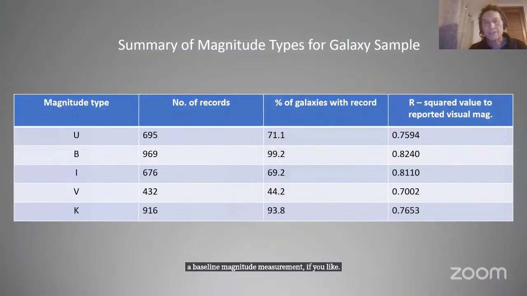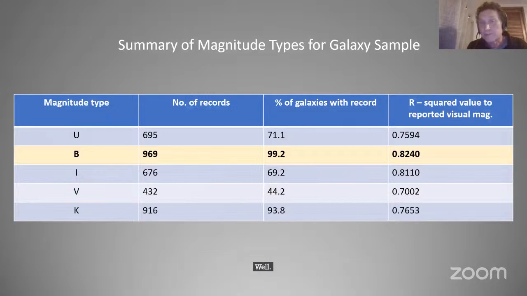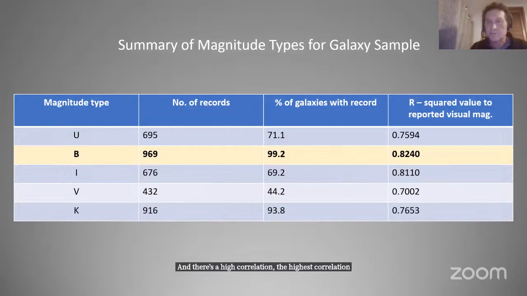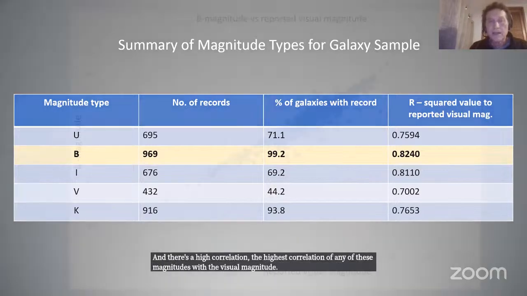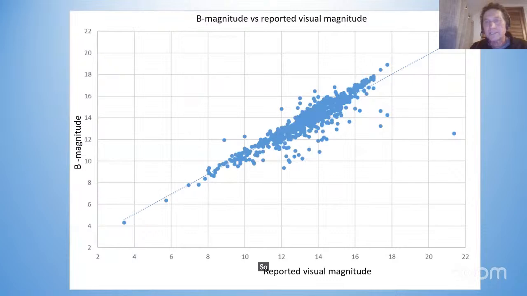Just trying to summarize these, quite clearly the B magnitude has advantages over the others. It has the highest number of records. Over 99% of the galaxies have a B magnitude associated with them in the database. And there's a high correlation, the highest correlation of any of these magnitudes with the visual magnitude. So just looking at that in more detail, you get a plot like that.